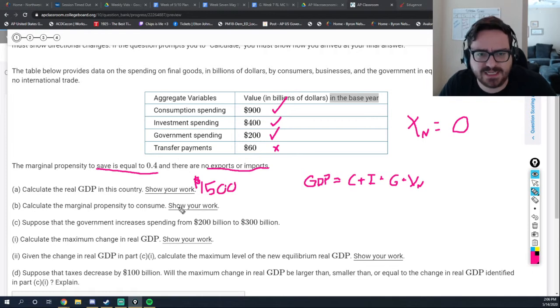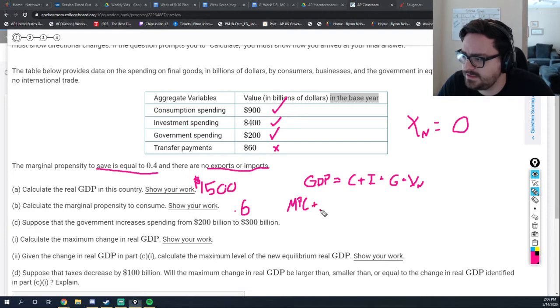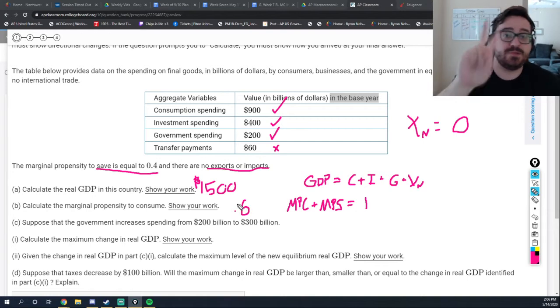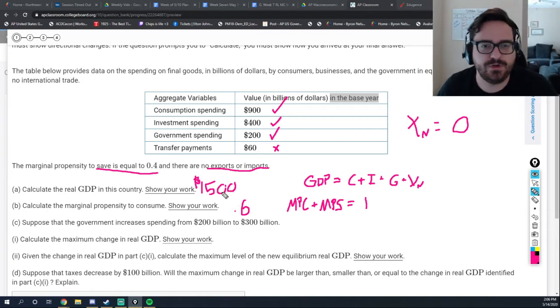Calculate the MPC. Well, MPS is 0.4, so my MPC is 0.6, but if I had to show work for that, what I would do is MPC plus MPS equals 1. And then I would plug in, okay, x plus 0.4 equals 1, x equals 0.6. When you're showing work on a math problem, write the formula, plug in the formula, solve. That's all you really need to do in a math problem.